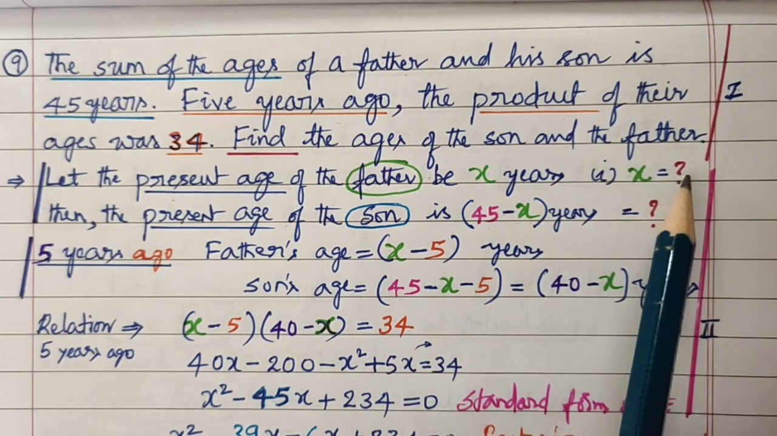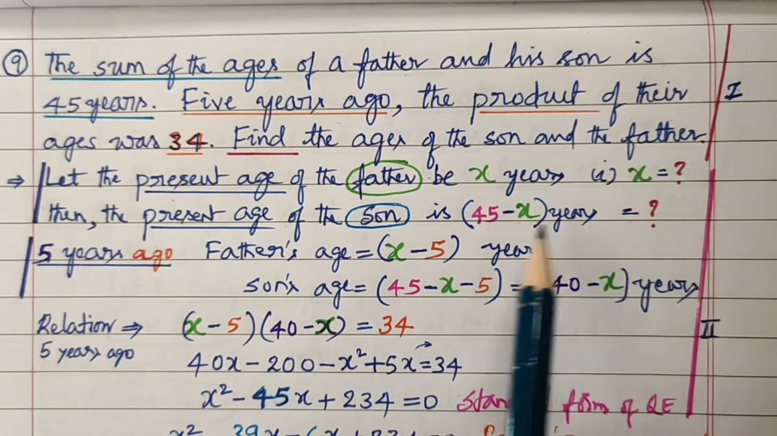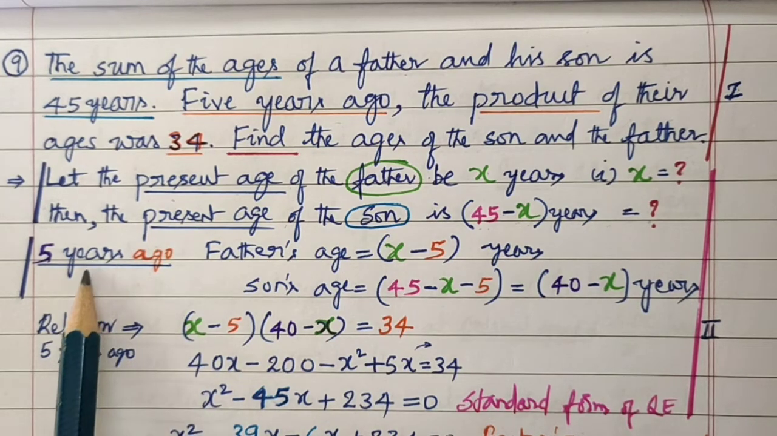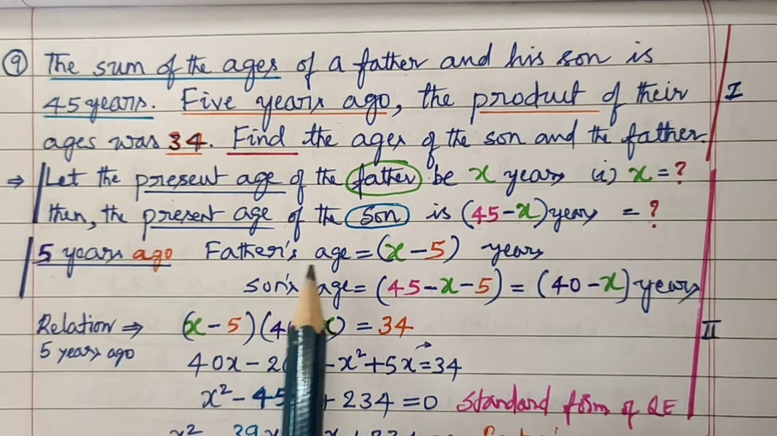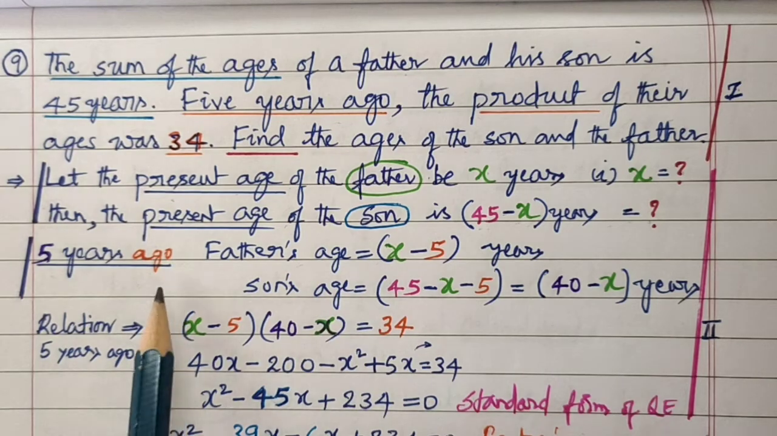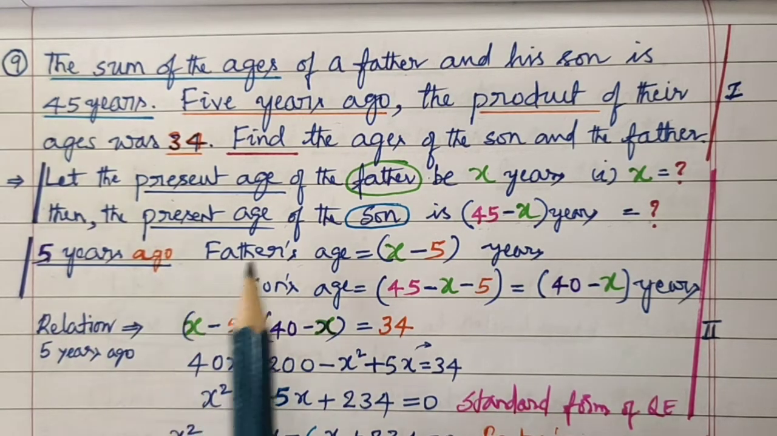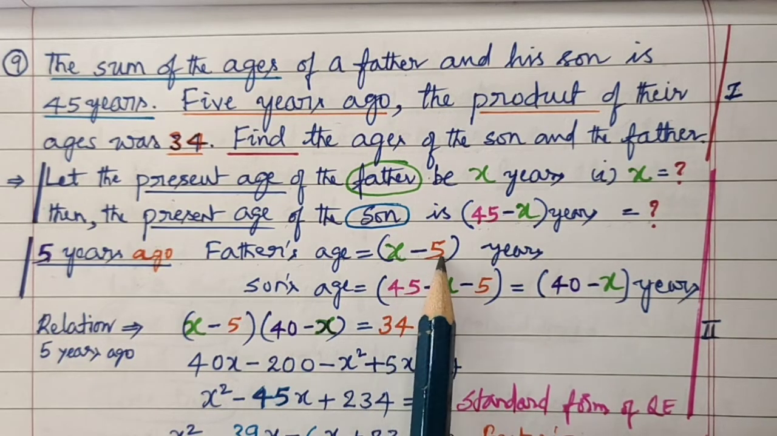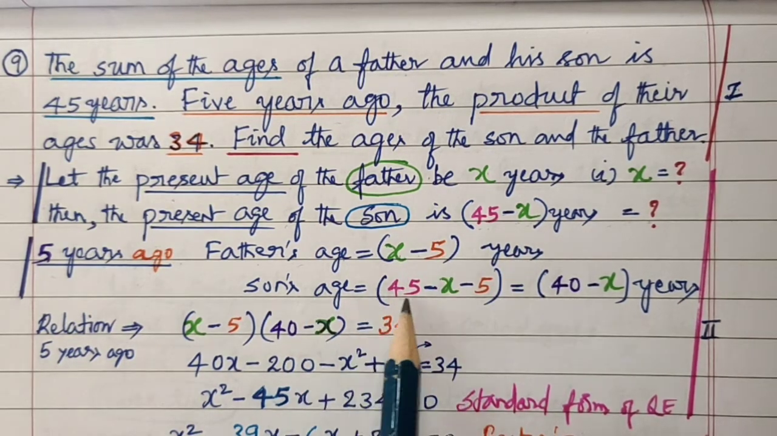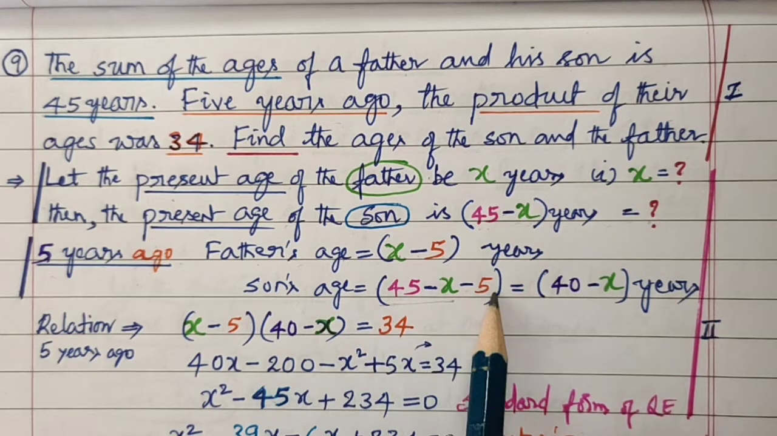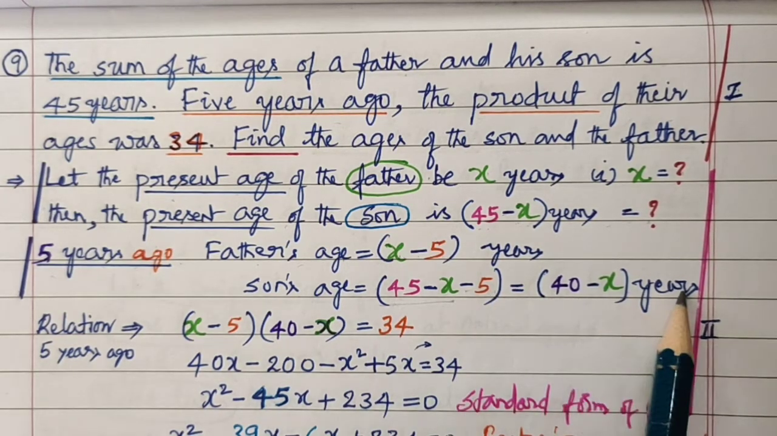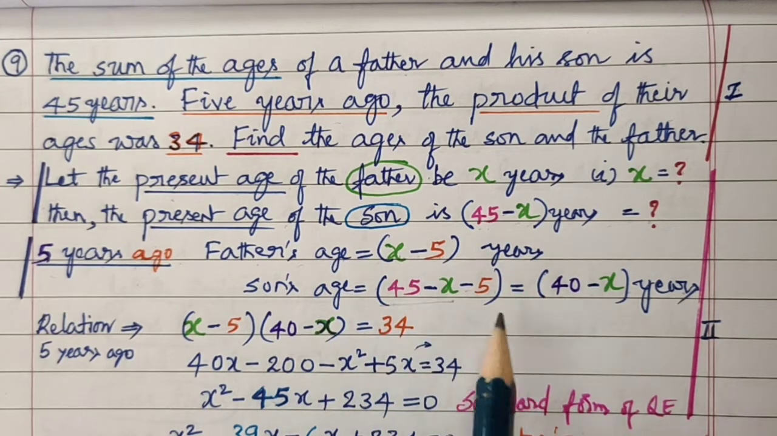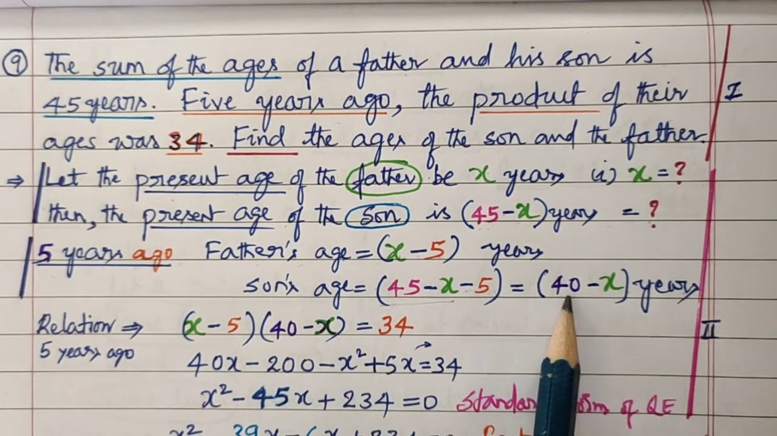We need to find out x, which is the father's age, and 45 minus x, which is the son's age. We need to find out these two. The other condition, 5 years ago, we'll use later. If the father's present age is x, 5 years ago it's going to be x minus 5 years. The son's present age is 45 minus x, so 5 years ago it's going to be 45 minus x minus 5, that is equal to 40 minus x years. 5 years ago the father's age was x minus 5 years, and the son's age was 40 minus x years.